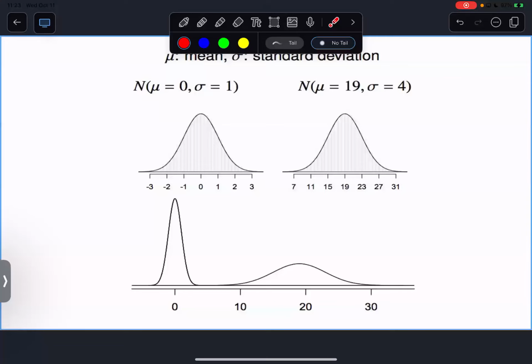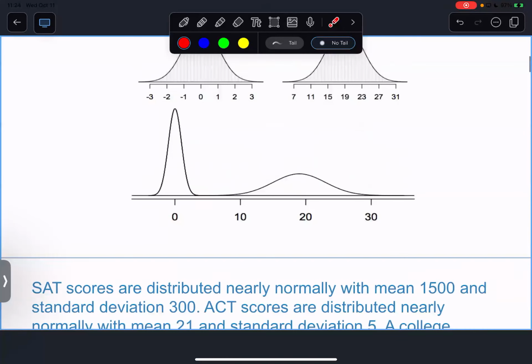But this one looks like it's centered around 19, and it goes from 7 to 31, right? So we've got a different spread and a different center. If you look at them individually, they're going to look the same, because they have the same shape. But if you put them on the same scale, if you have a wider spread here, things are kind of going to flatten out, okay?